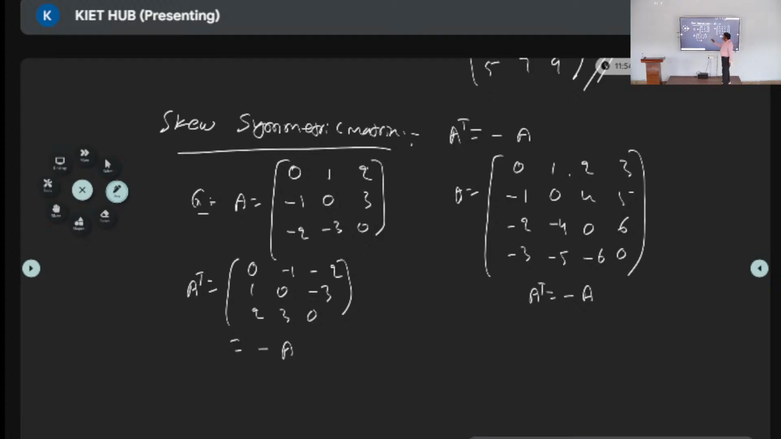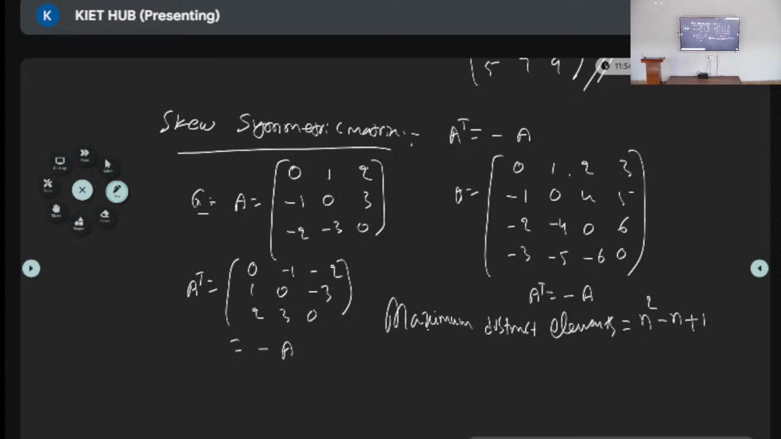If you take an n by n matrix, what is the formula for the maximum distinct elements? N square minus n plus 1. Remember this formula also. Maximum distinct elements are n square minus n plus 1.